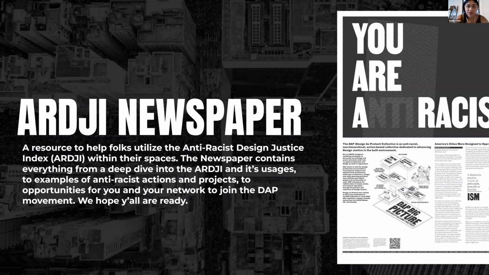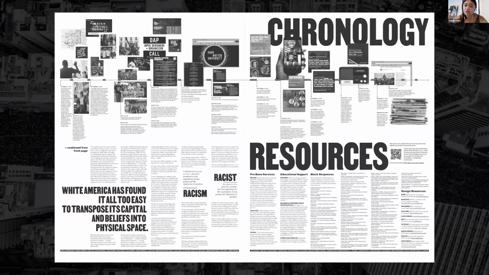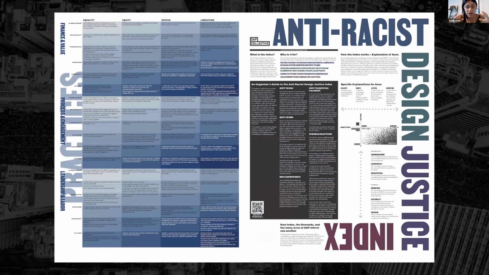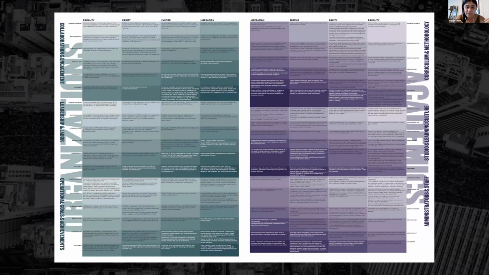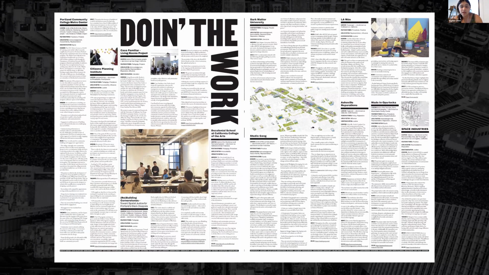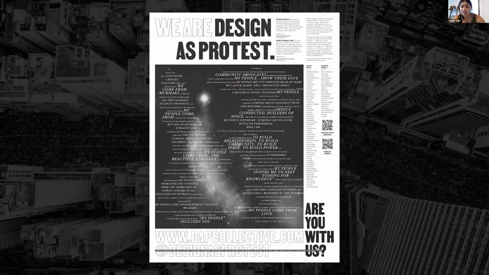And so like I said earlier, there is an online component. There's a website that I can drop in. But also we made a newspaper. And I think the newspaper is a really good example of how we set the groundwork for it. So we told the history of ourselves. We said why we're grounded by the demands. We had the actual index itself in its full form. And then we think about how to actually implement it.